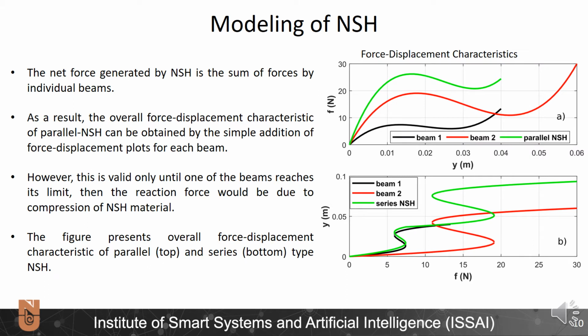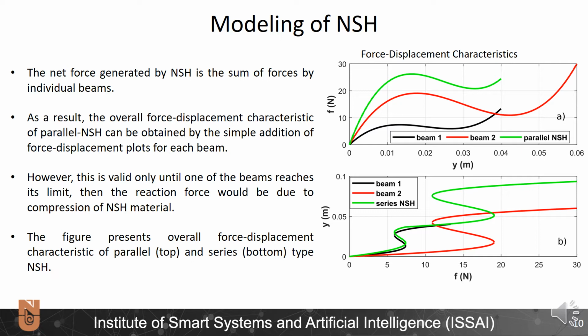This slide continues the previous slide, but in this case it has the illustration of graphs generated for combined beams. Two plots show the force displacement characteristics for parallel and series combination of the NSH. Both combinations have two beams. The net force for all combinations can be found by summation of all forces generated by beams.